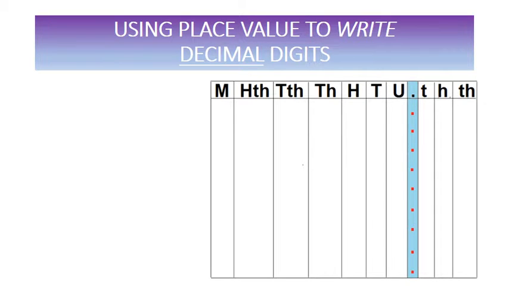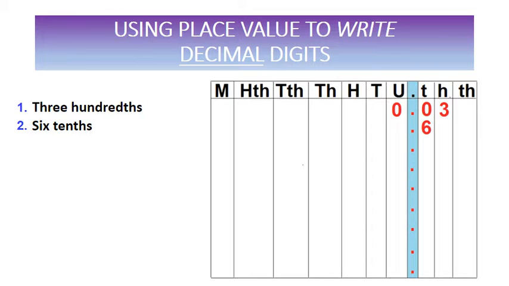So far we've looked at how place value can help us to read and write whole numbers. Now we're going to look at how place value can help us to write decimal digits. So again, we've got our place value scale here. We might be asked to write the number 3 hundredths in digits. So we put the 3 in our hundredths column and then placeholders in. So 3 hundredths is 0.03. 6 tenths. Put a 6 in our tenths column and a placeholder in, so 6 tenths is 0.6.